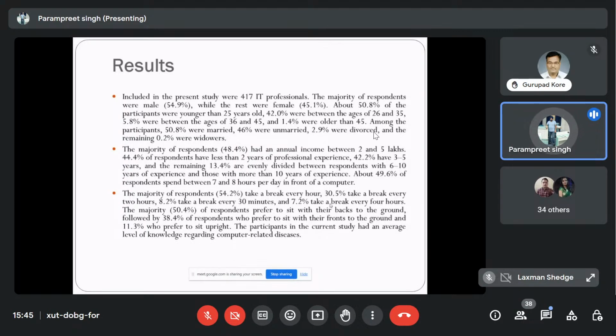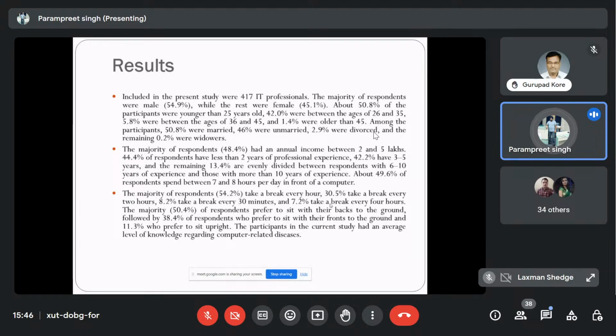42.2% have 3 to 5 years, and the remaining 13.4% are evenly divided between respondents with 6 to 10 years of experience and those with more than 10 years of experience. About 49.6% of respondents spend between 7 and 8 hours per day in front of a computer. The majority of respondents take a break every hour. 30.5 take a break every 2 hours, 8.2% take a break every 30 minutes, and 7.2% take a break every 4 hours.